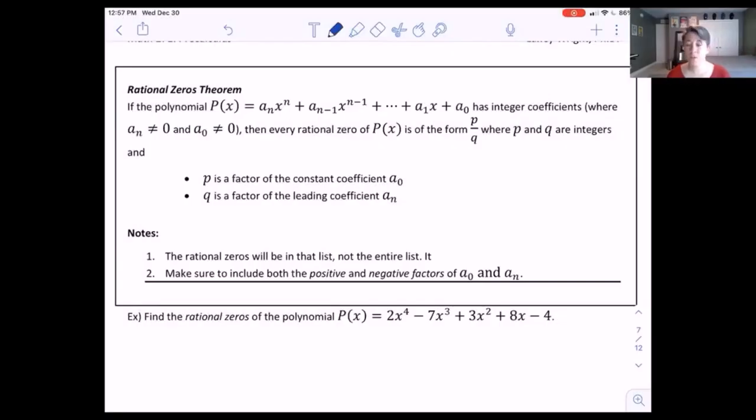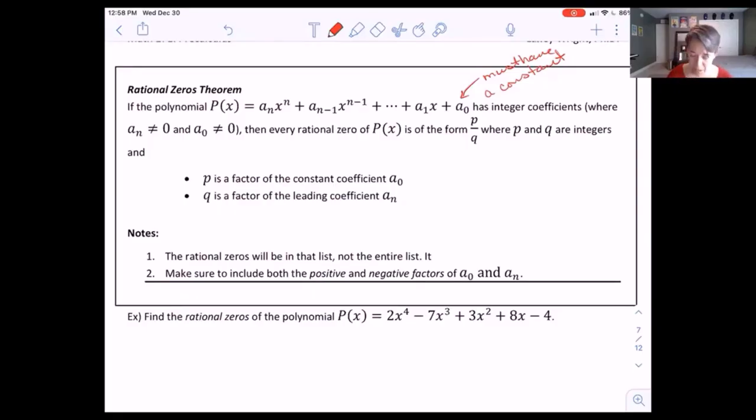So now we have the rational zeros theorem. If this polynomial p of x has integer coefficients and the first term can't be 0 and the last term can't be 0, in other words, it must have a constant at the end, we'll make that note, then it's basically telling us every rational zero, remember a rational number means it can be written as a fraction, so every rational zero of that polynomial is of the form p over q, where p are the factors of your constant coefficient and q are factors of the leading coefficient.